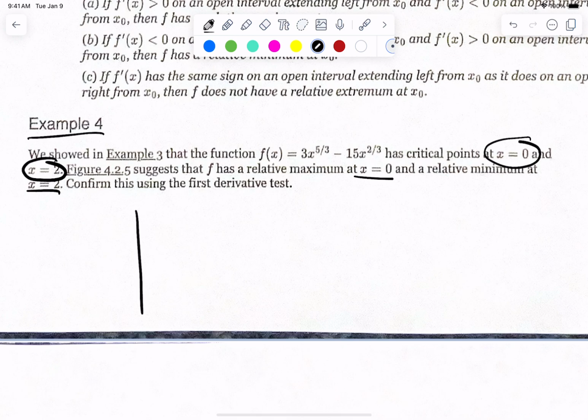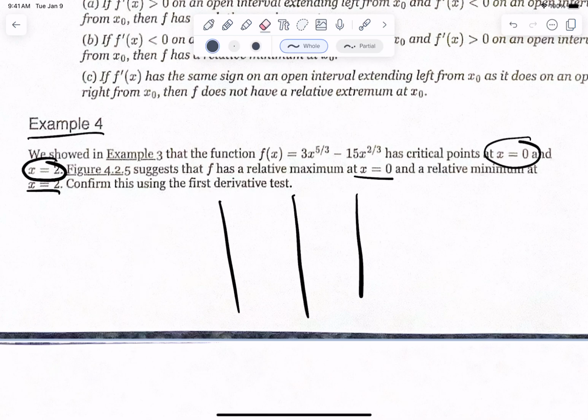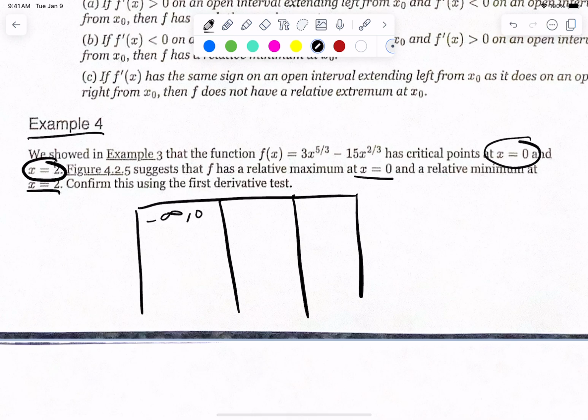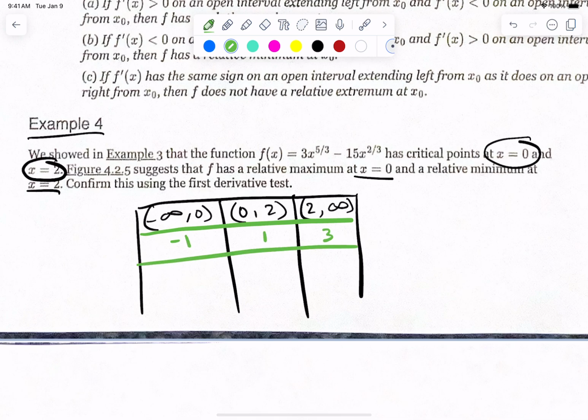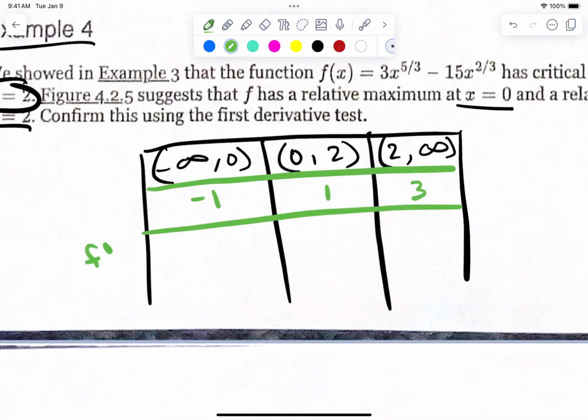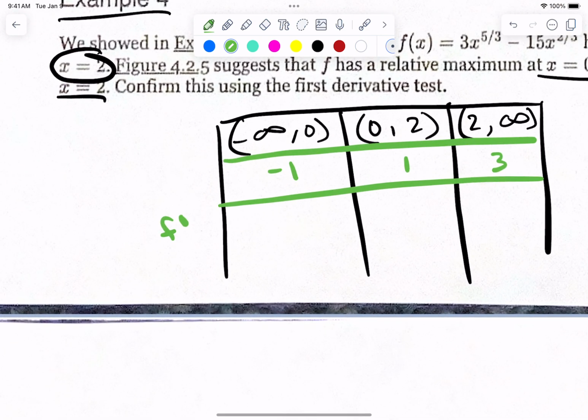Okay, so our critical numbers were 0 and 2. So it's doing something from negative infinity to 0, something from 0 to 2, and then something from 2 to infinity. Those are my critical numbers. All right. We have to pick a test point, so let's go -1, 1, and 3, and plug that into our first derivative. But our first derivative is so disgusting. The first derivative was 5x to the 2/3 minus 10 over the cubic root of x.